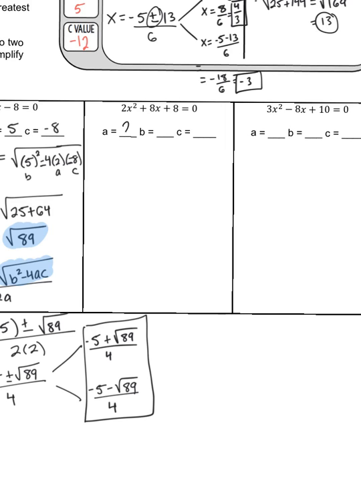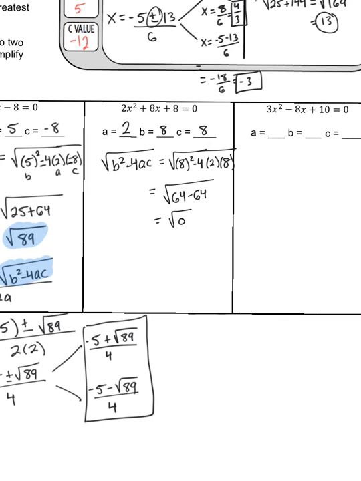So my a value is 2, my b value is 8, and my c value is 8. They're all positive. I'm going to find my square root of b squared minus 4ac first. So b is 8, a is 2, or sorry, c is 8. So we're going to have the square root, 8 squared is 64. 4 times 2 is 8, times 8 again is 64. There's a negative sign in there, so this is going to be minus 64. So 64 minus 64 is 0. So what I have here is the square root of 0. Well, the square root of 0 is just 0.